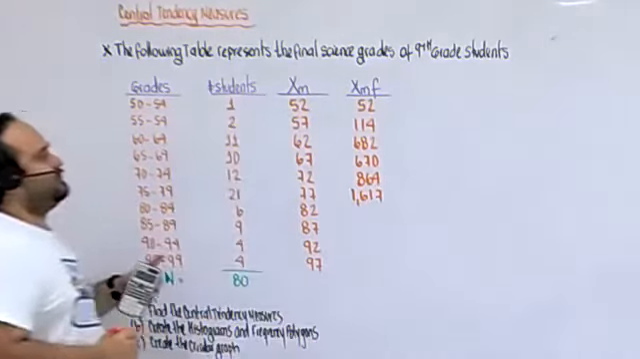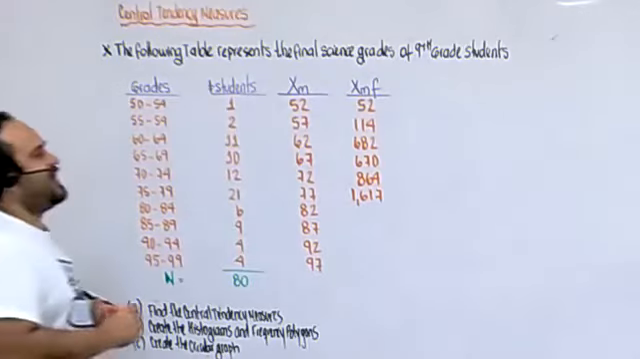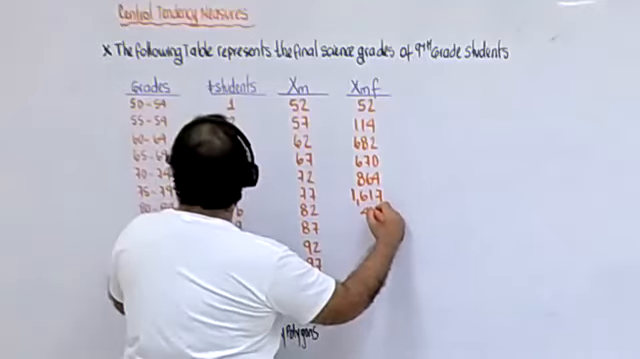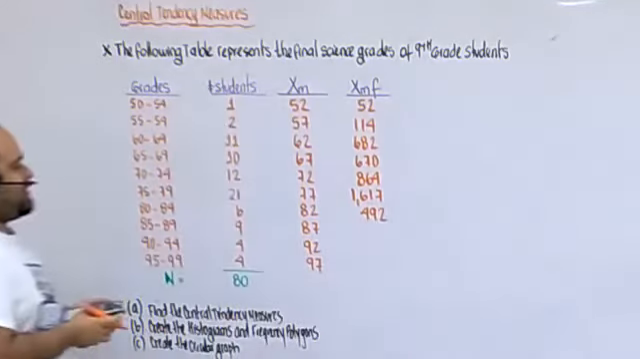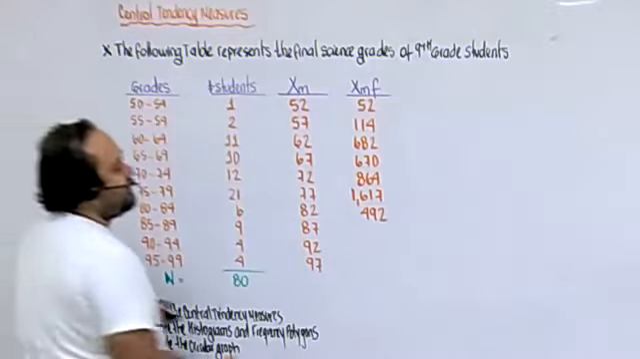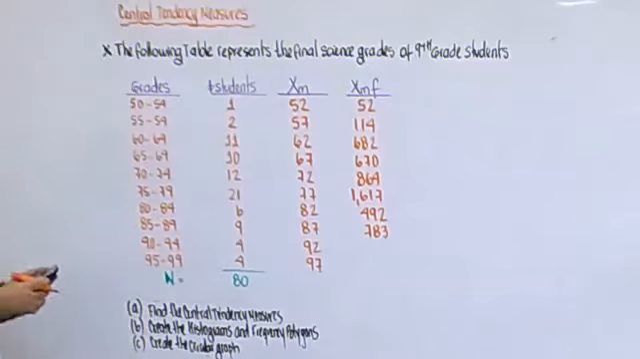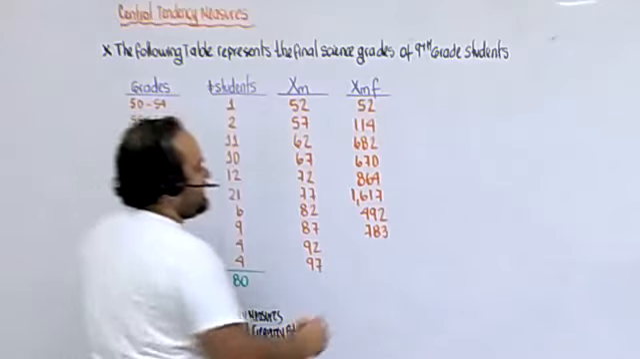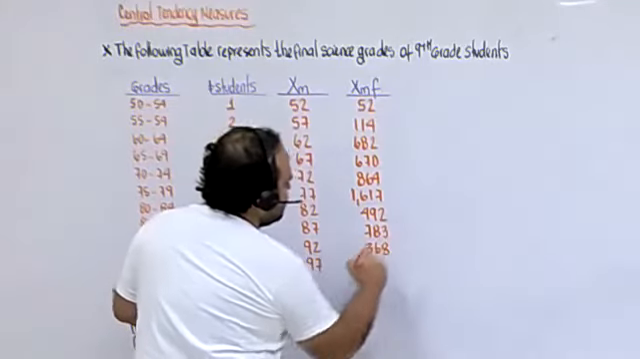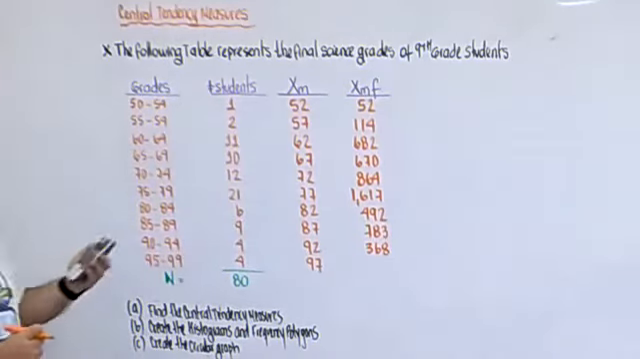1,617. Sorry, 1,617. 6 times 82 will be 492. Another one. 9 times 87 will be 783. Another one. 4 times 92, that will be 368. And also 4 times 97, 388.